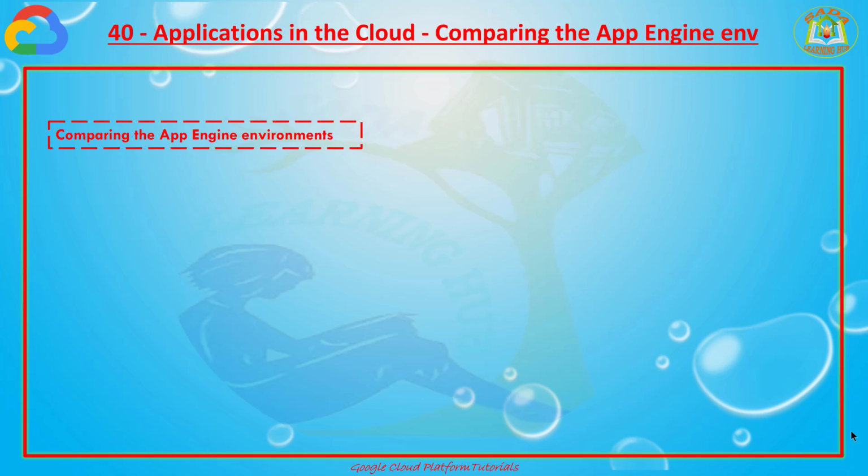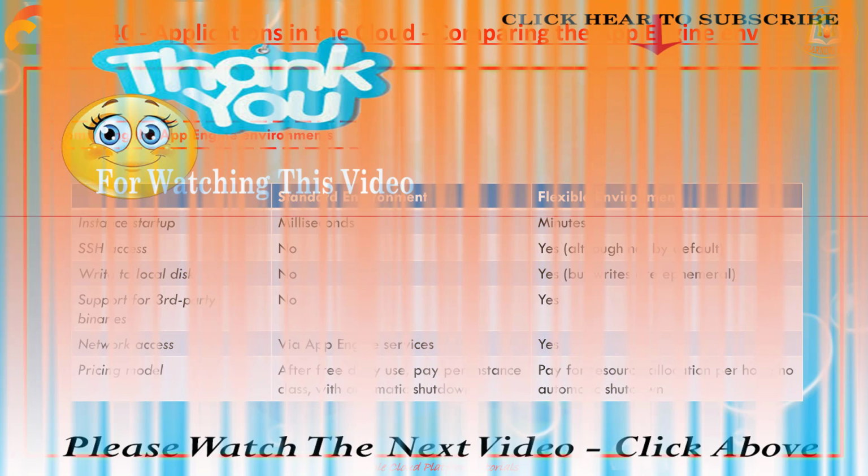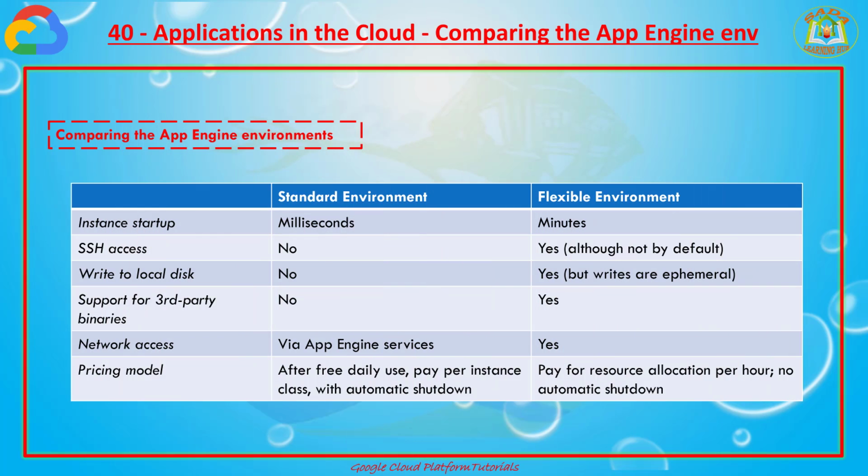What exactly are the differences between the standard environment and the flexible environment? In App Engine, there are two types of environments, the standard environment and the flexible environment. What exactly is the difference? I'm going to discuss that now. I will show you a table of the differences. As I said, there are two environments, standard and flexible. What are the differences between both?